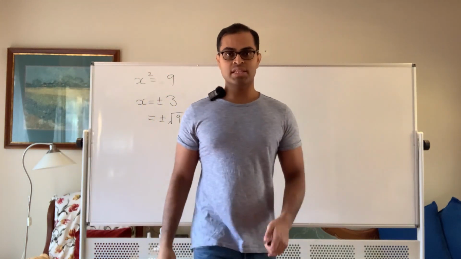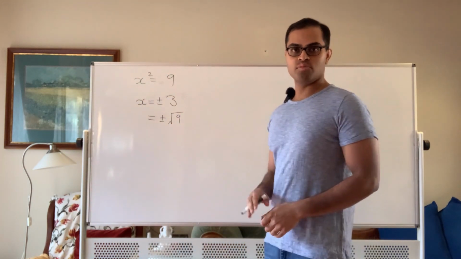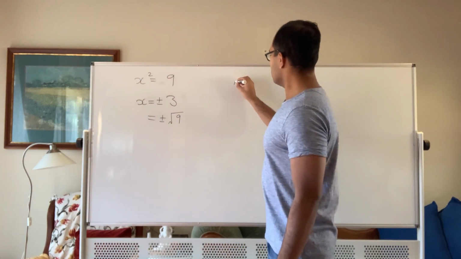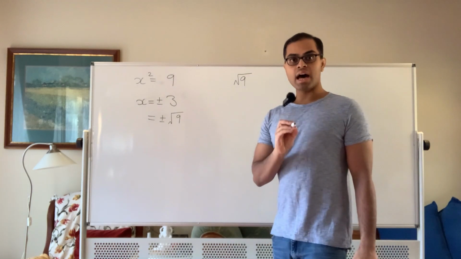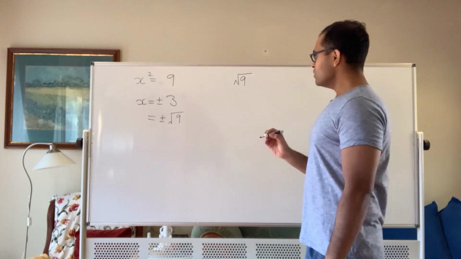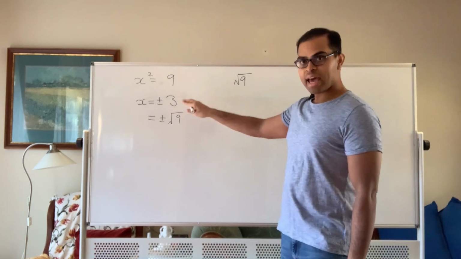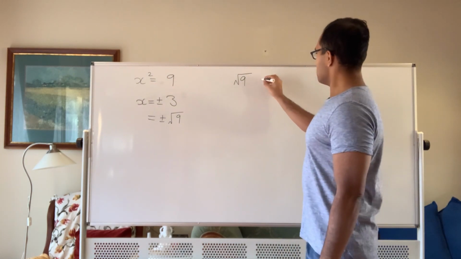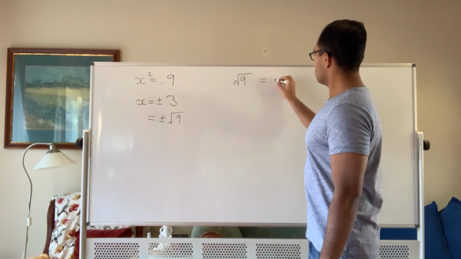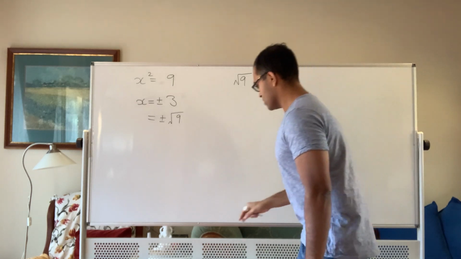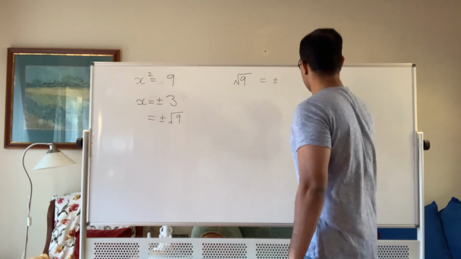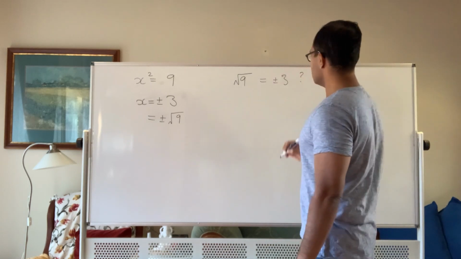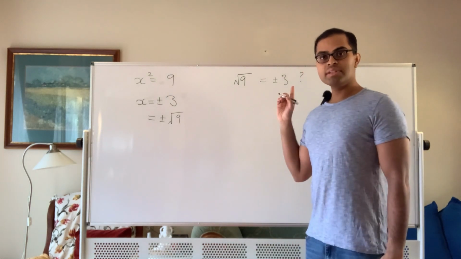Now a separate question which looks very similar to this one is if I asked you to take just the square root of 9. What would the answer to that be? One could say that looking at that, we could write maybe square root of 9 is equal to plus or minus 3. Is this true? And the answer is this is not true.